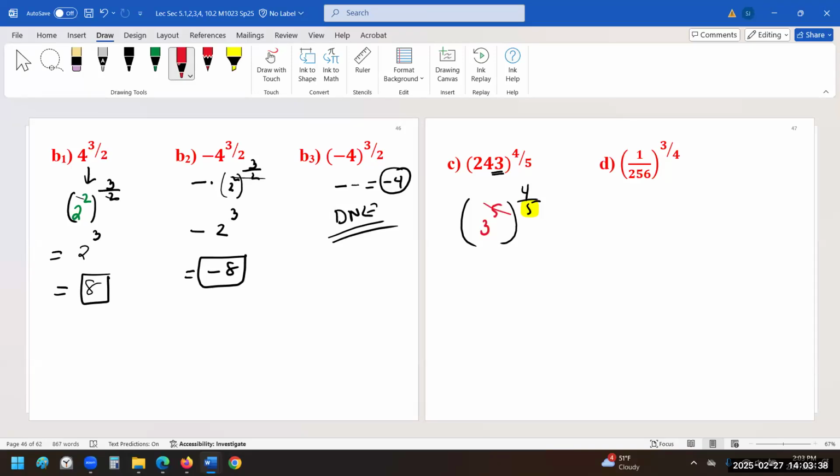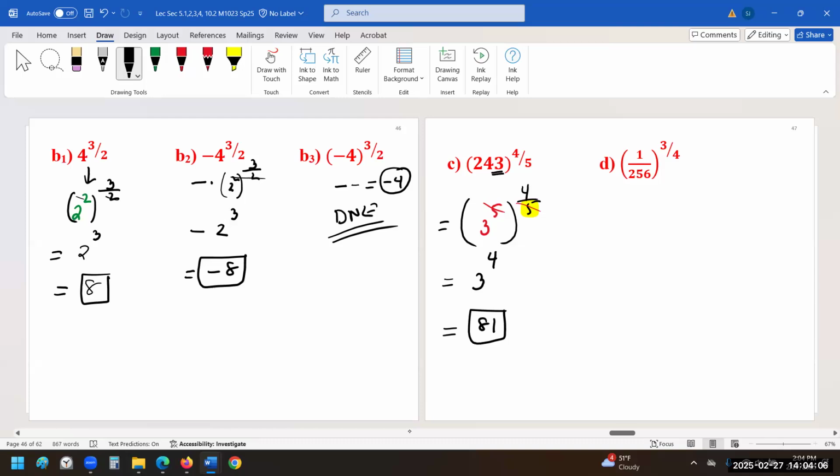And in this class, all the answers will be below 7, okay? Whatever you have, the answer will be below 7. If the power is higher, like cube or 4 or 5, the answer is below 7. So we left with 3 from the base and 4 from the power. And now 3 to the 4 means 3 multiplied 4 times. 3 times 3 times 3 times 3. 81.